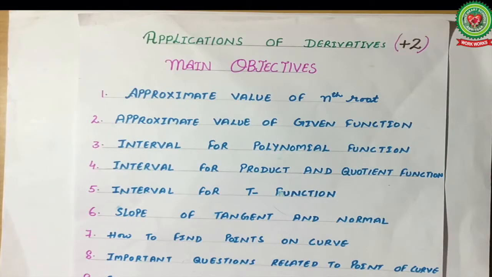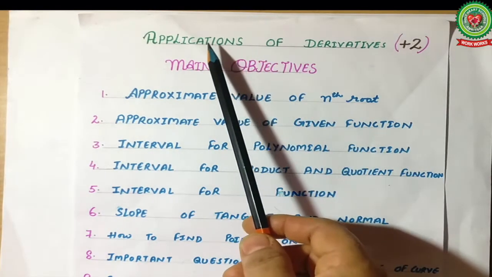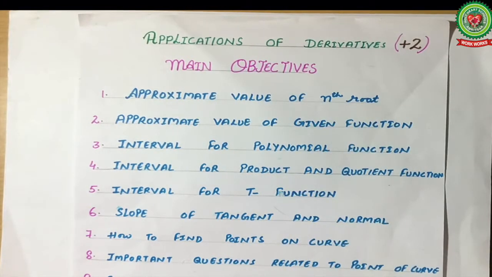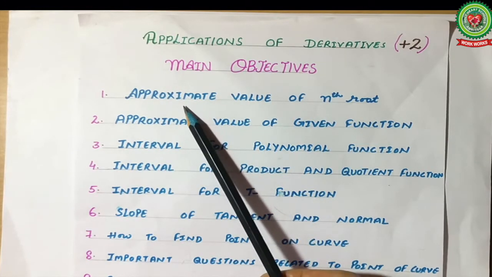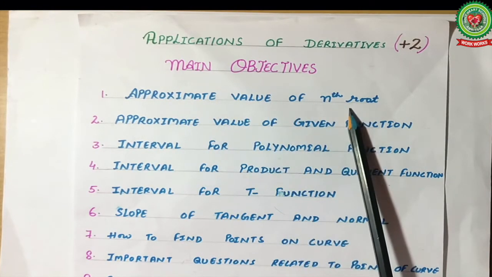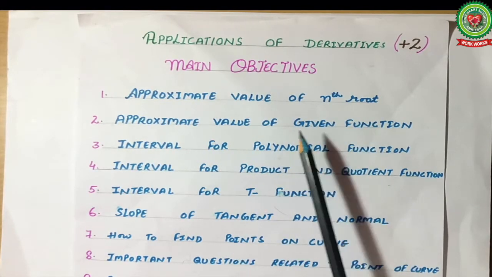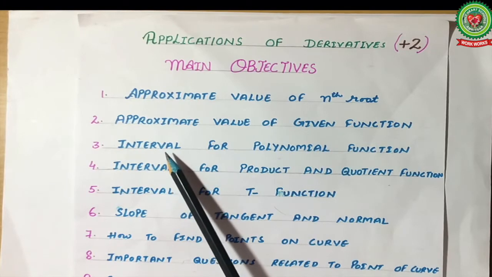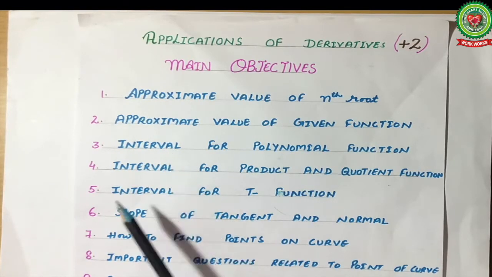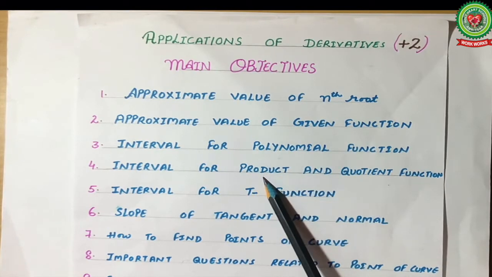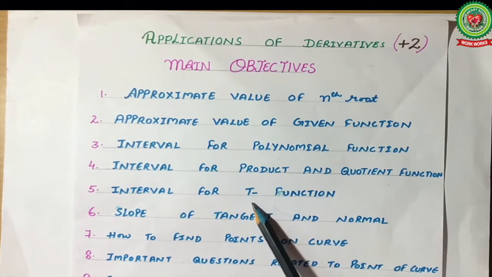Hello students, good morning. We have already started a topic, application of derivatives. In this topic we have learned so many concepts. We have learned how to find the approximation value of the nth root and the approximation value when a function is given. Then we have learned how to find the intervals for increasing and decreasing functions when the function is in polynomial form, product and quotient form, or trigonometric form.